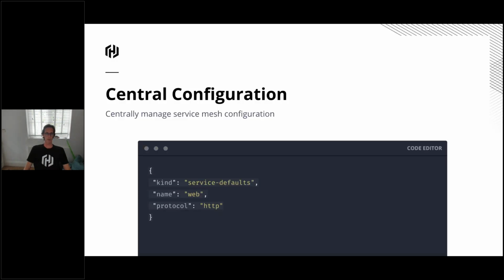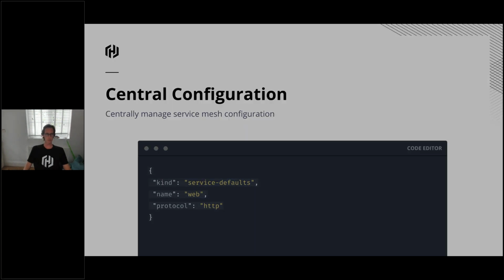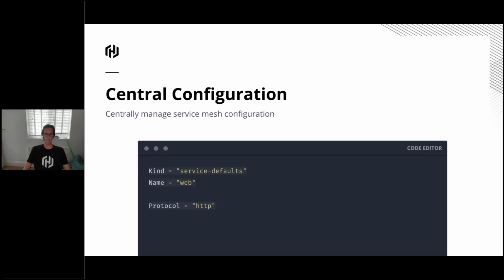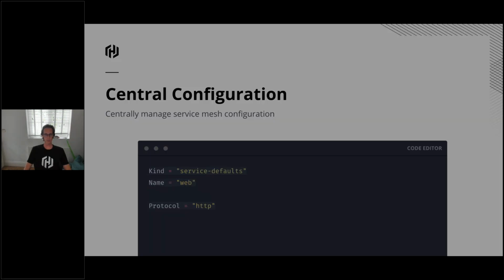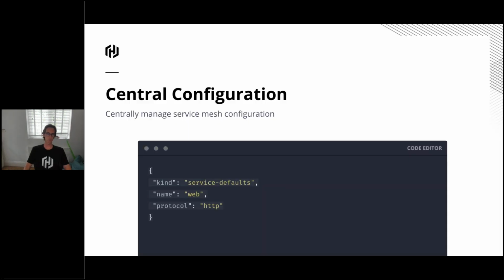In addition to the HCL approach that I was just showing here for central config, you can also define your central configuration in JSON. So we support both. The structure is the same; obviously, you just deal with the differences between HCL and JSON. I'm going to show you all of the stuff in HCL because I think it's cleaner and easier to read.